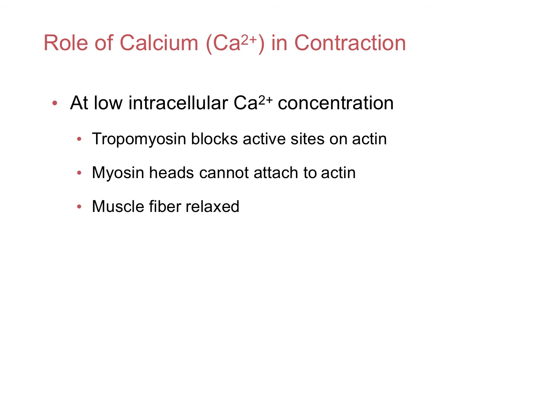And so at low intracellular calcium, there's very low levels. Calcium in this case is not being released from the sarcoplasmic reticulum. In this case, tropomyosin blocks the sites on actin. The myosin heads therefore cannot bind, and the muscle fiber is relaxed. Now, give me 3 bullets of what's going to happen once calcium is being released.